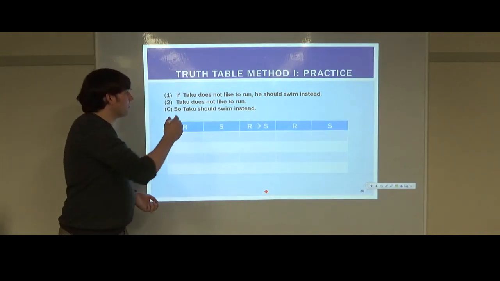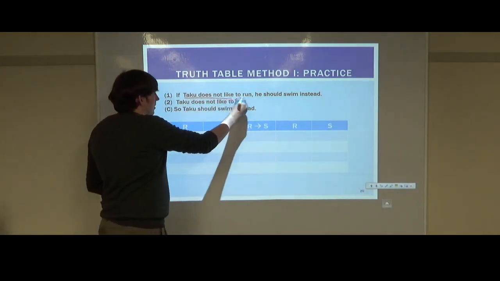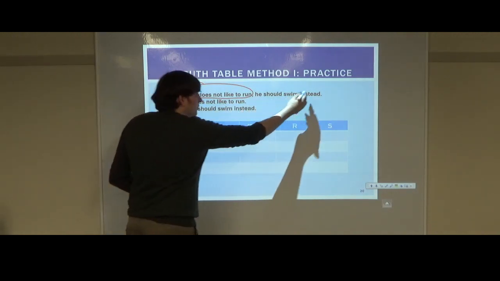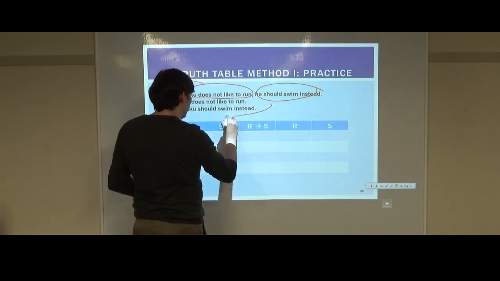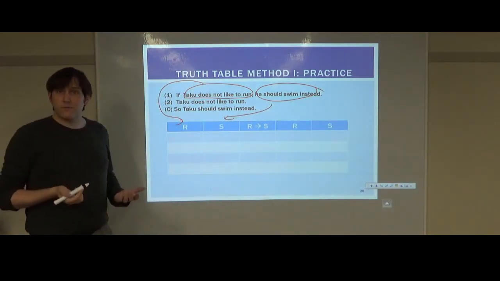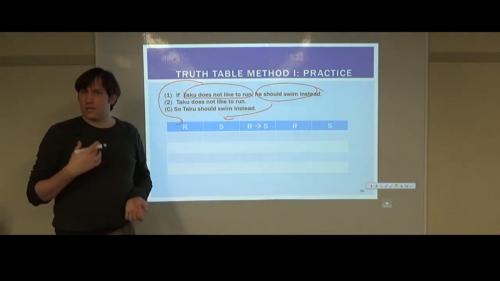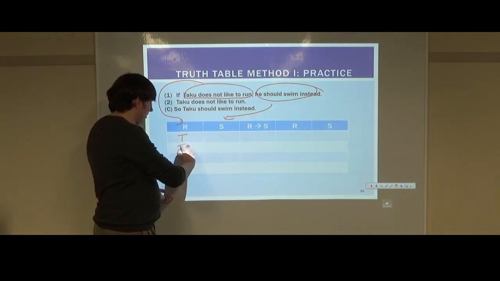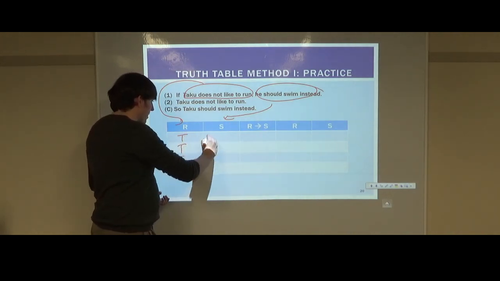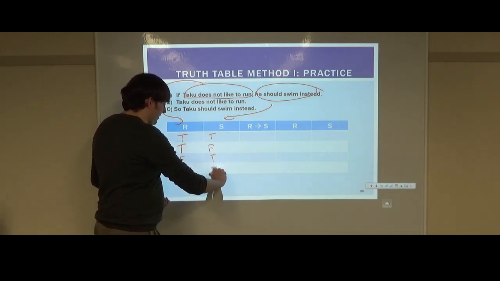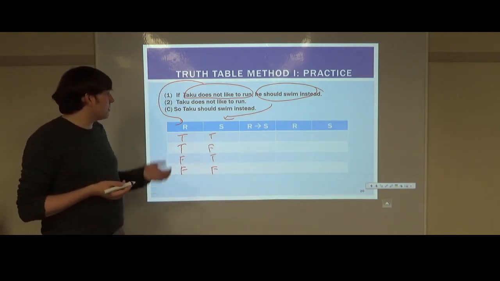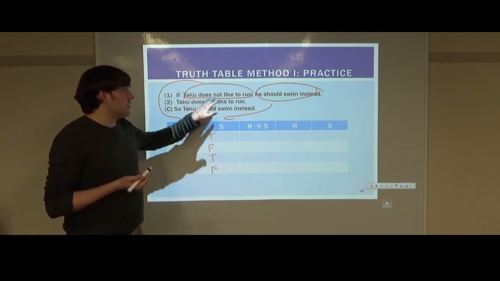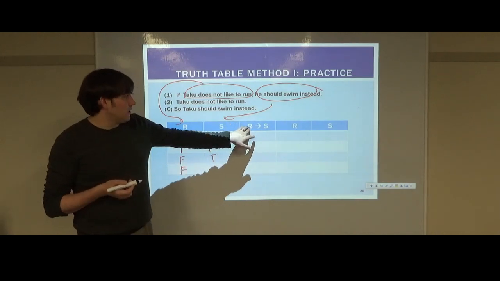Alright, so I'm going to say that the words Taku does not like to run are R. And I'm going to say the words he should swim instead are S. So these are our 2 variables. These are the 2 things we're saying, could this be true or false? So then what we're going to do is we're going to write this way. True, true, false, false. True, false, true, false. So this is going to help us to think about the premises. So the first premise, if Taku does not like to run, he should swim instead. So this is R implies S.